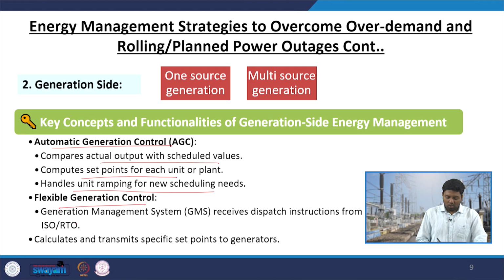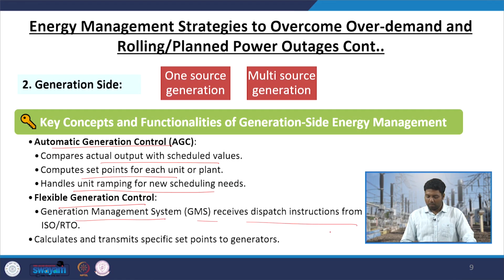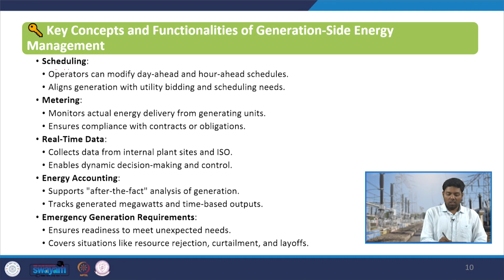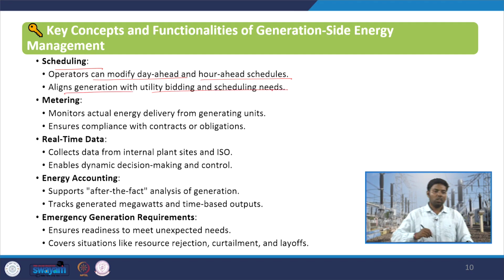Flexible generation control: the generation management system receives dispatch instructions from ISO and RTO, that means independent system operator or regional transmission operator, and calculates and transmits specific set points to generators. Scheduling operators can modify day ahead and hour ahead schedules and align generation with utility bidding and scheduling needs.